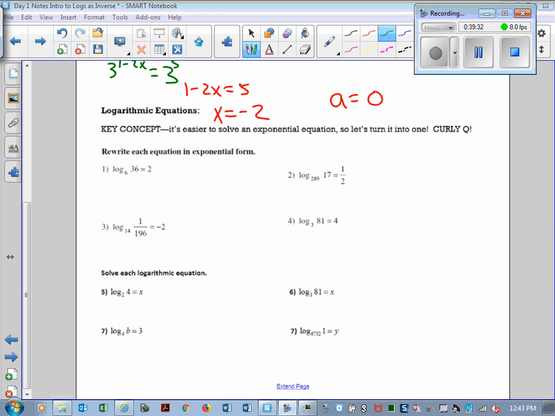A huge key to this unit is being able to rewrite from exponential into log and from log into exponential. We started a long time ago where we said, if you have y equals 2x plus 6 and you want to find the inverse, you say x equals 2y plus 6 and you go from there, right? So the Nike swoosh is what you're going to do to rewrite it from a log to an exponential. As I said, your base is your base is your base. You always start at the base because it's at the bottom.